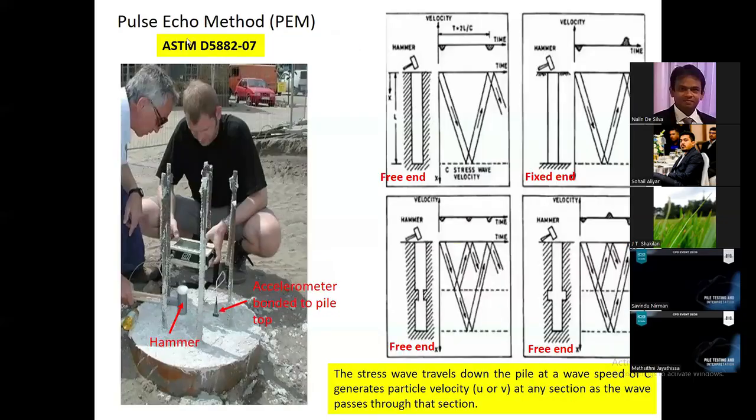Right. So the pulse echo method is commonly referred to as PIT in Sri Lanka. In the pulse echo method, a hammer is used to send a stress wave through the pile, and the reflection is detected by a transducer. We can use an accelerometer, a geophone, or any relevant transducer to detect the reflected wave, right? So when you send the wave, if there is no defect, it goes through the pile.